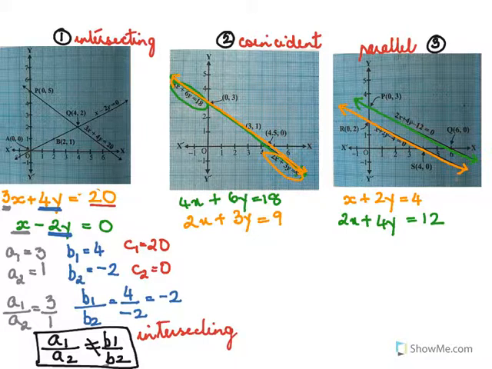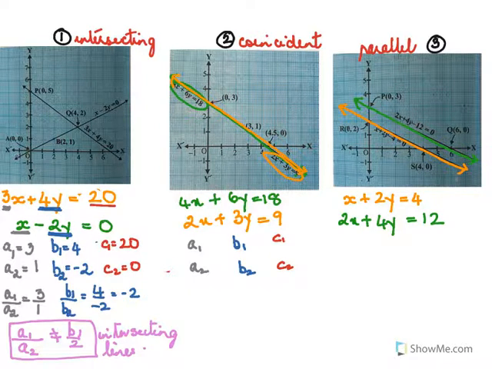These are called intersecting lines. Let's get on to the next. And the next one again, let's pick up what is a1, a2. So to find out a1, we must know the x term. This is the x term, and the coefficient of the x term is 4. So a1 will be 4.